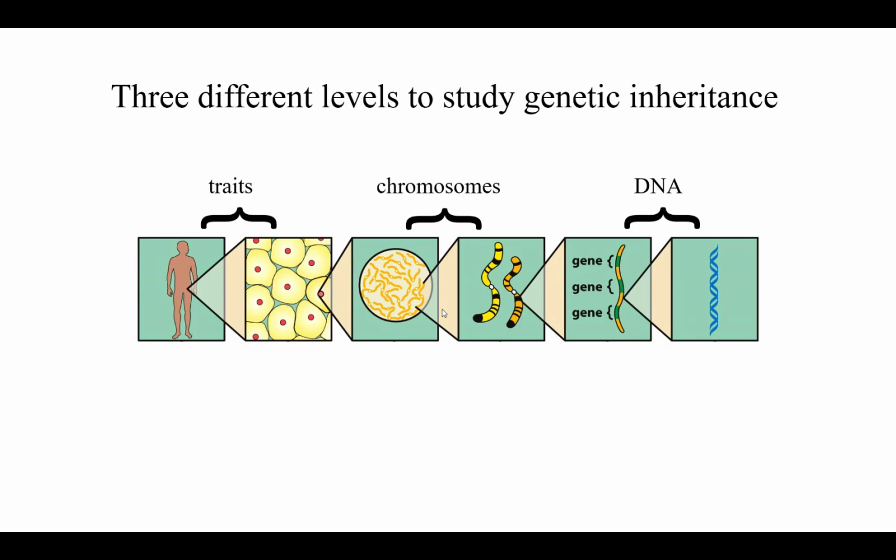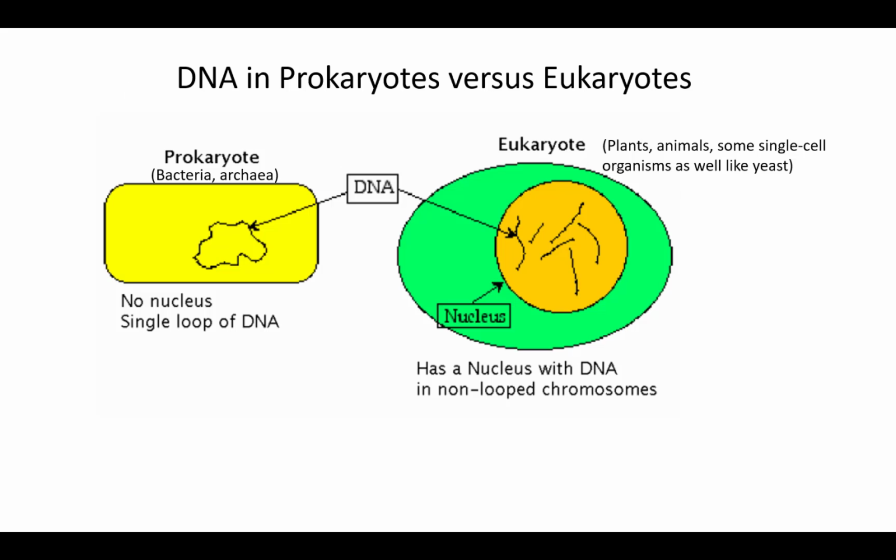We'll talk about DNA structure. We'll talk about how genes are arrayed upon that DNA. So when we look at chromosomes, things are very different between prokaryotes and eukaryotes. We will touch on prokaryotes from time to time in this course, but most of our time will be spent talking about eukaryotes. So prokaryotes include bacteria and archaea.